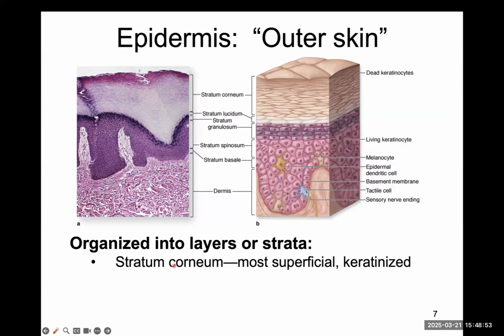The reason this layer is named corny or horny is because of the keratin. Why it might be called the horny layer is because it's the same stuff that makes the horns in animals. If you look at cow or deer or something like that, they got keratin, and that's the same chemical that's making stratum corneum. So you can clearly see stratum corneum here in both of these. This is a microscopic version, this is a cartoon version.